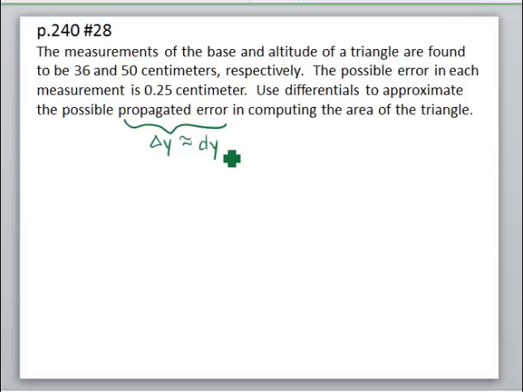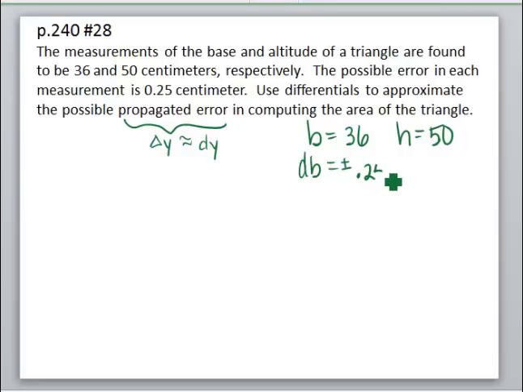The measurements of the base and altitude of a triangle are found to be 36 and 50 centimeters respectively. So what I now know is that my base is 36 and my height, my altitude is 50. The possible error in each measurement is 0.25. So each measurement, my db is what I'm going to call those, is plus or minus 0.25.